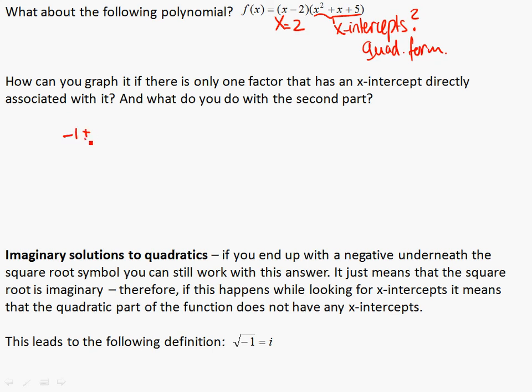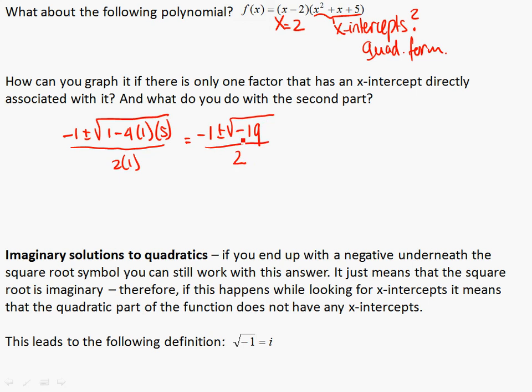So negative 1 plus or minus the square root of b squared. b is 1, so that's 1 squared, minus 4 times 1 times 5, divided by 2 times 1. So that's negative 1 plus or minus, what is 1 minus 20? Negative 19, divided by 2.